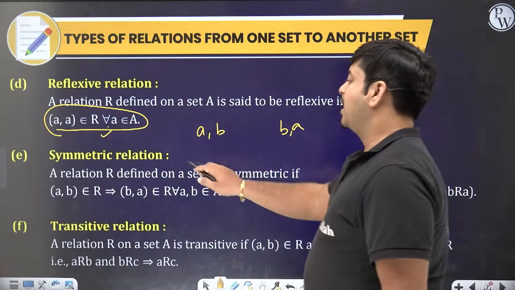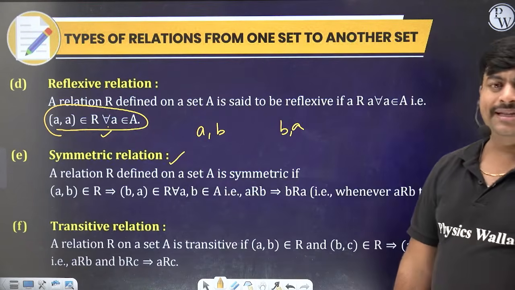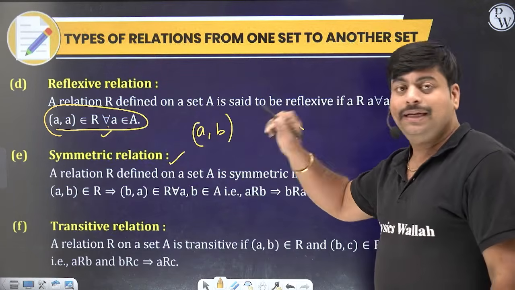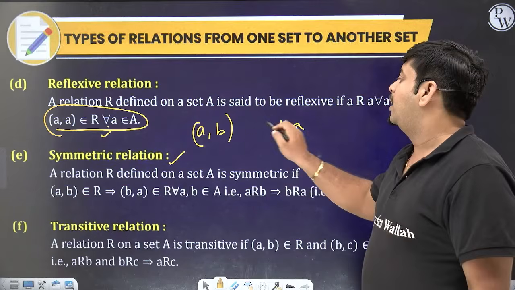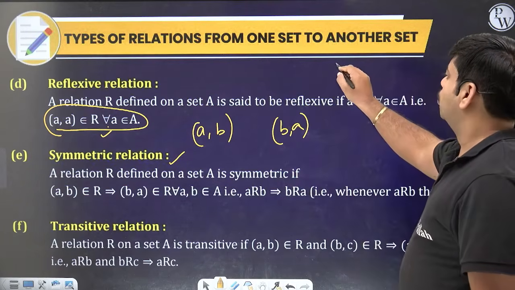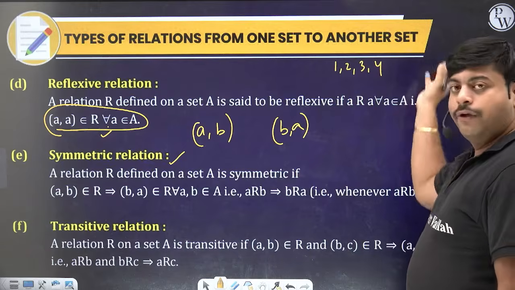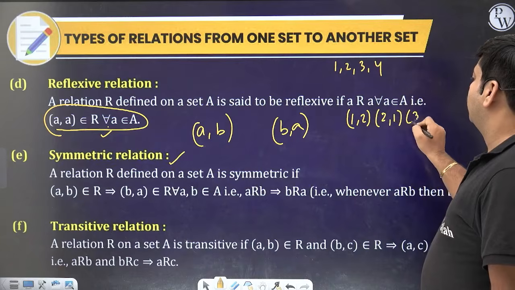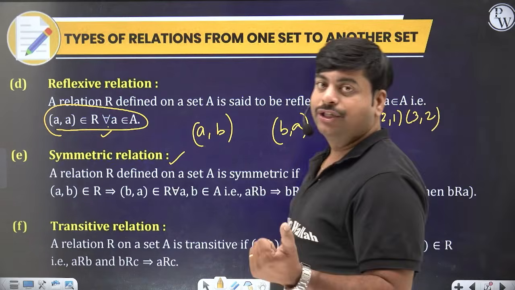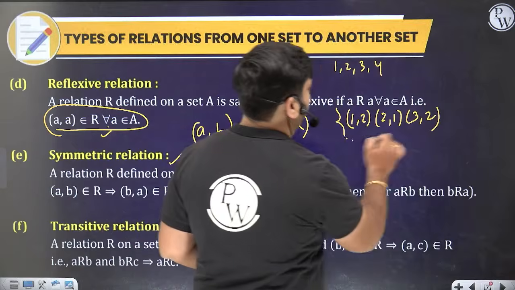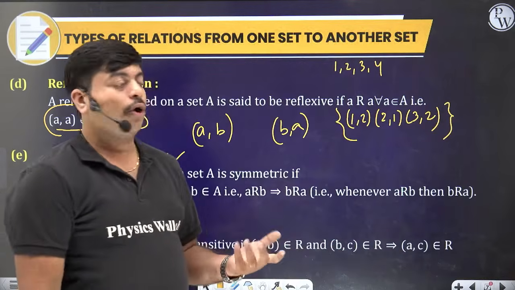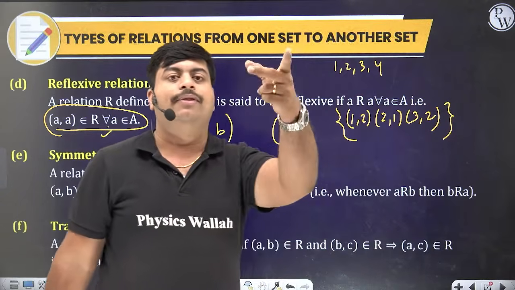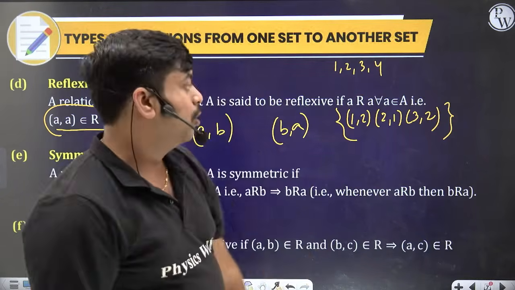Next we have symmetric relation. Symmetric, again for all A comma B: whenever you have A comma B as an element in the relation, B comma A should also exist. So the set is 1, 2, 3, 4. I have the elements 1 comma 2, 2 comma 1, 3 comma 2. Is this a symmetric relation? Tell me. No, this is not a symmetric relation because for 1 comma 2 you have 2 comma 1, but for 3 comma 2 you don't have 2 comma 3.